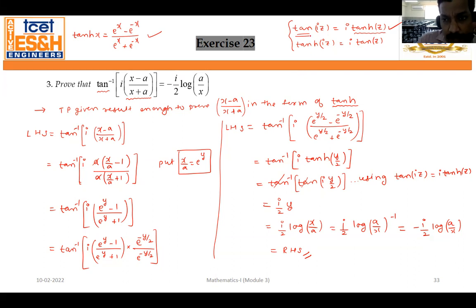Now there is a relation between tan and tan hyperbolic. The relation is tan of i times z is equal to i times tan hyperbolic of z. So this bracket will become i times tan hyperbolic of something. What is i times tan hyperbolic of something? It is tan of i times something. So the whole bracket becomes tan of i times something, and tan inverse and tan will cancel. That is the logic of this exercise.